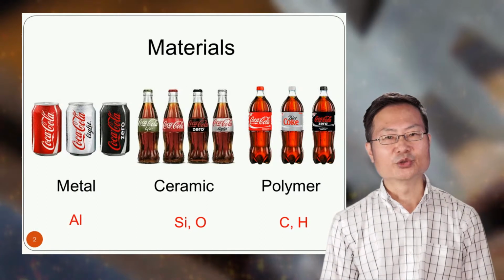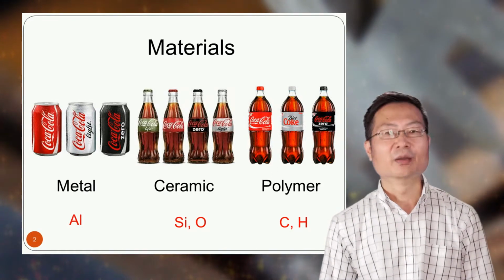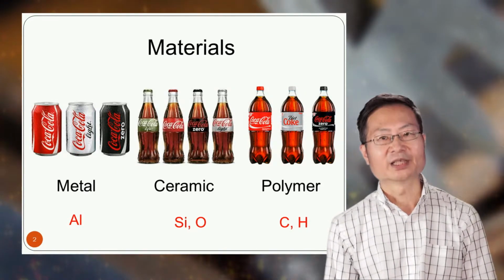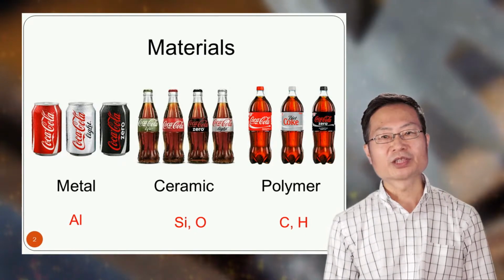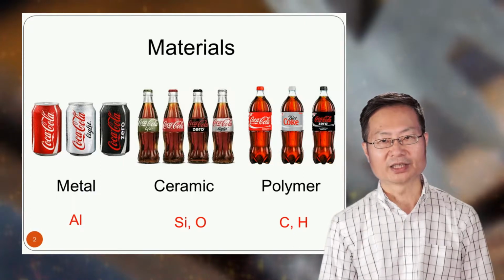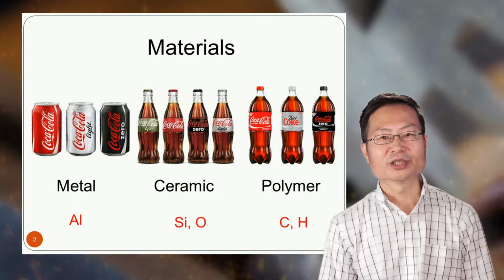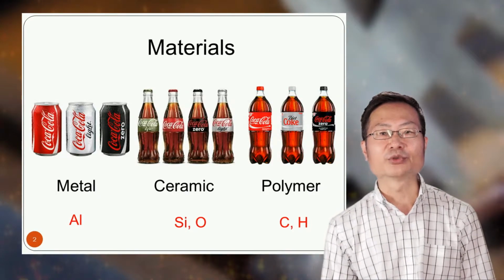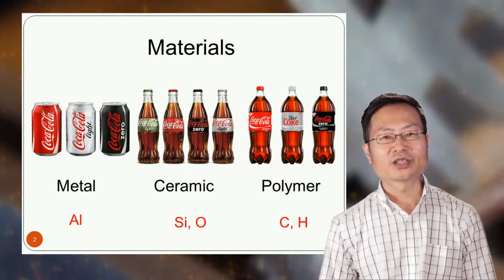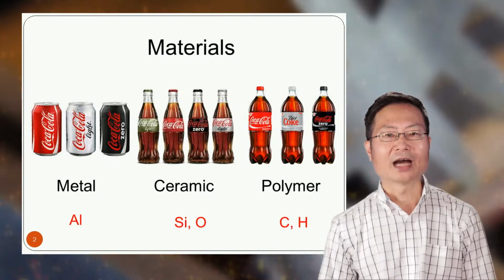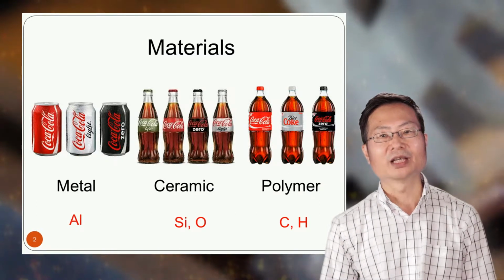As an engineer, you may be interested in why Coca-Cola uses three kinds of material for packaging: metal, the aluminum can; ceramic, the glass bottle; and polymer, the PET bottle. The three materials show different kinds of properties. The aluminum can is solid and ductile. The glass bottle is transparent and strong, but brittle. The polymer is flexible and lightweight. It's due to their intrinsic components: the aluminum element, silicon and oxygen, and the carbon and hydrogen elements.